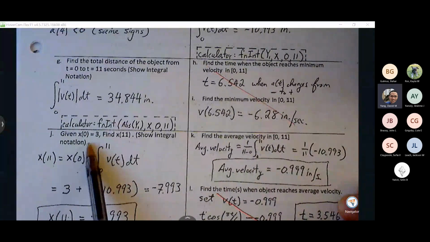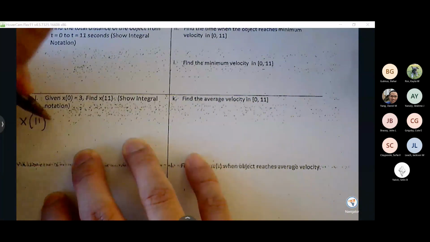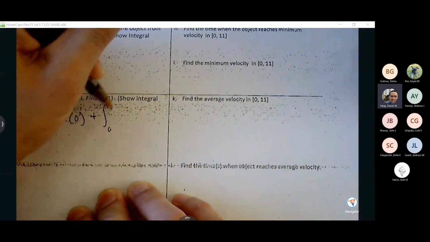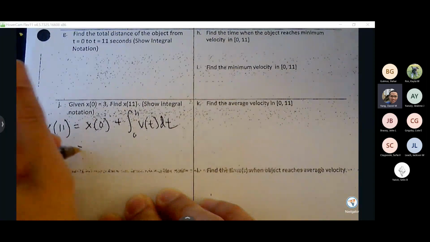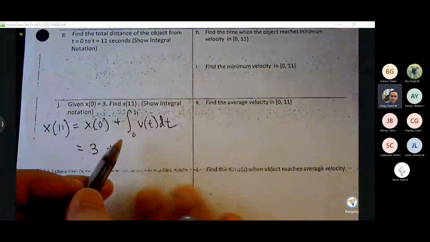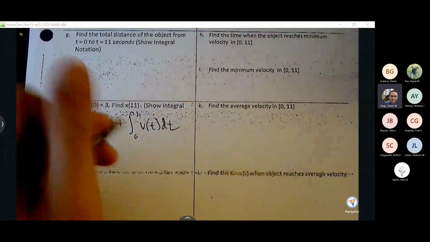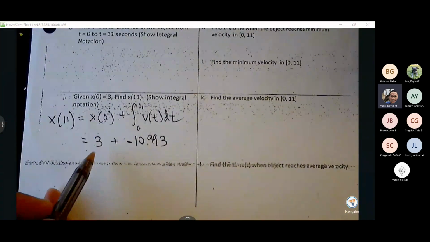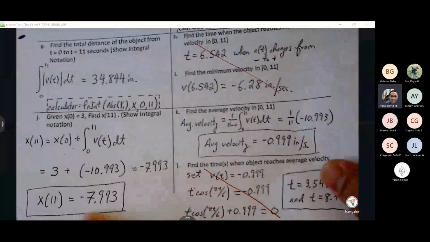So if we're starting with a given location, x of 0 equals 3, you want to find x of 11. We know that any final position I'm looking for is going to be a given starting location plus however much progress I made between those time intervals. There's my setup. I'm starting at location 3. And then this in the calculator I already gathered from part F. And then I moved around negative 10.99 inches. So if I start at location 3 and if I move to the left 11 inches, I'm going to end up at negative 7.993 on the x-axis.